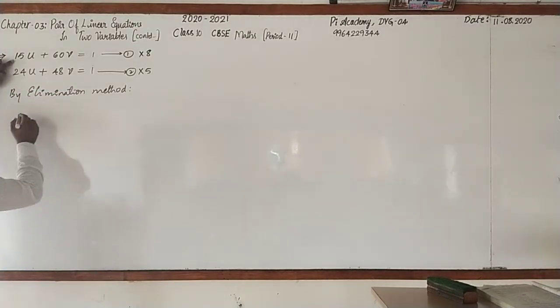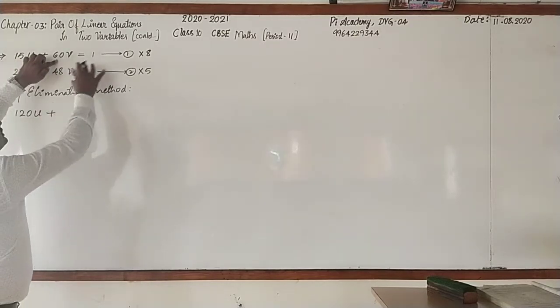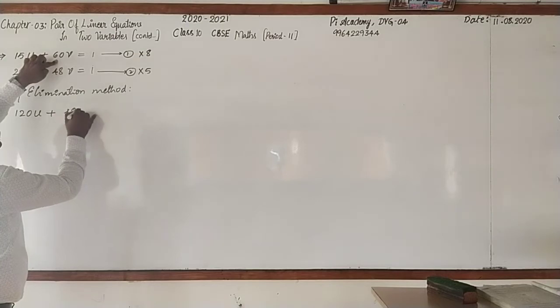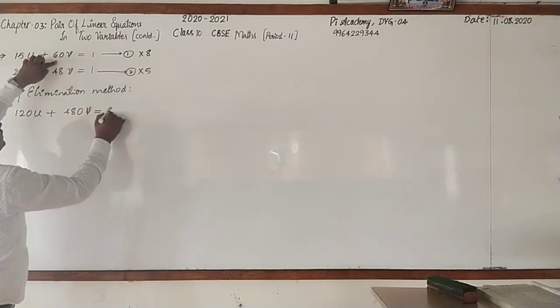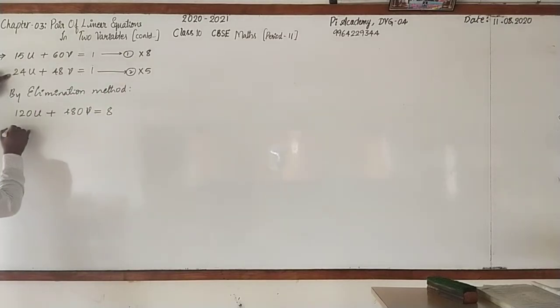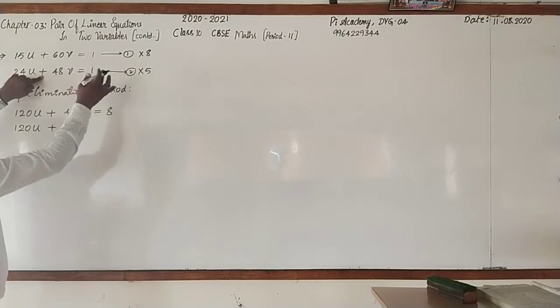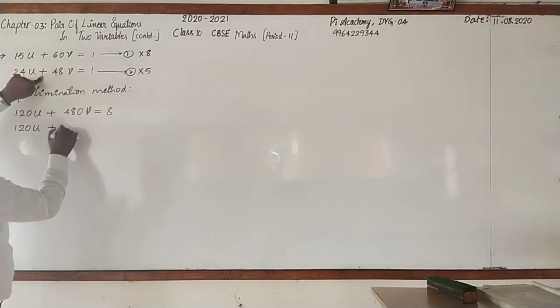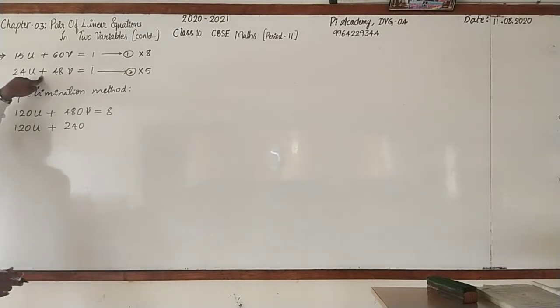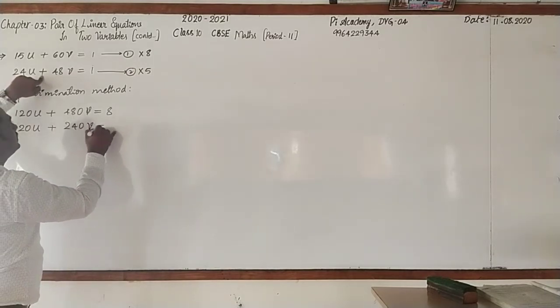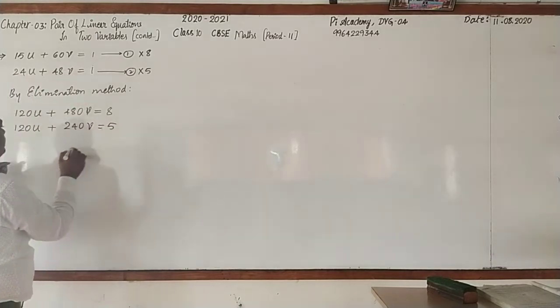Yes, let's go for 15 8s are 120u plus 60 8s are 480v. This is equal to 8 1s are 8. Next, 24 5s are 120u plus 48 5s are 240v. This is equal to 1 5s are 5.